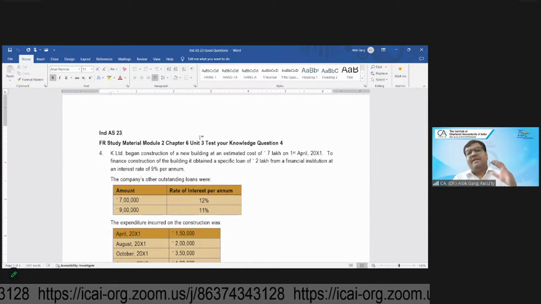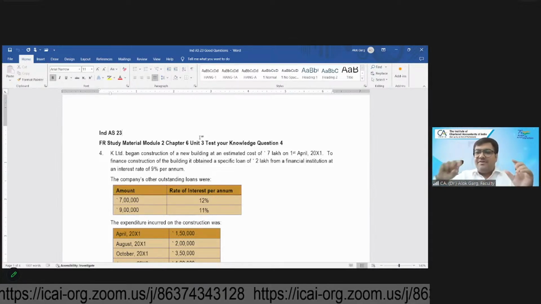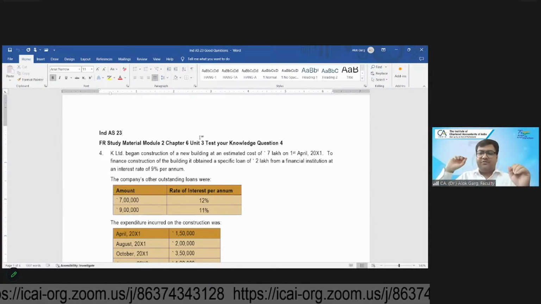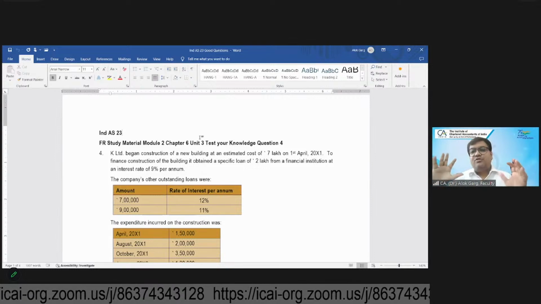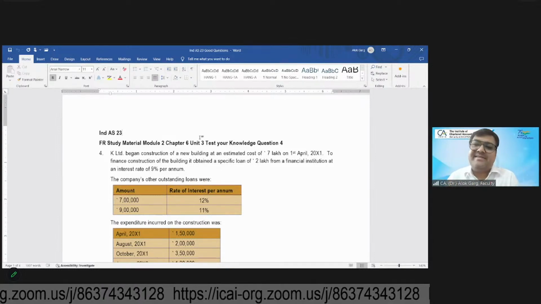So the standard says that in case of a specific borrowing, the cost of the borrowing minus the income generated from the temporary deposits or temporary funds has to be deducted. The net is required to be capitalized to the cost of the asset.